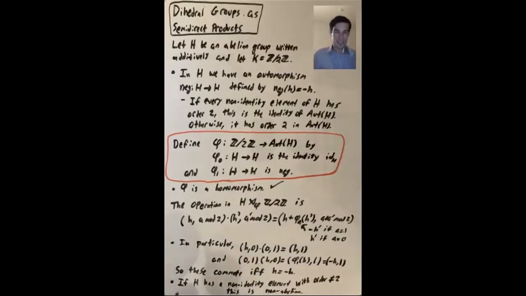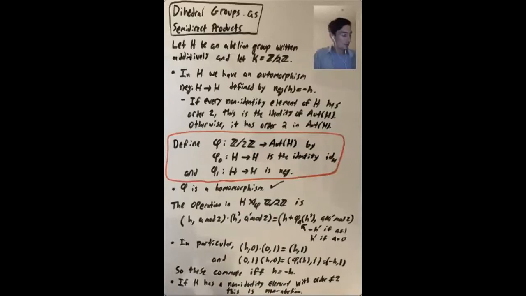So in particular, if we take the pair (h, 0) times the pair (0, 1), what we get is (h, 1). Just check: a is 0, phi 0, we get h' here, but h' is 0. Good. And what is (0, 1) times (h, 0)? Well, it's phi 1 of h, comma 1, which is negative h, comma 1. So this pair of elements commute if and only if h equals negative h. So if h is an element of order 2, or if it's the identity, they commute. But otherwise, they don't. So if the group H has a non-identity element whose order is not 2, then what we're getting from this semidirect product is a non-abelian group.